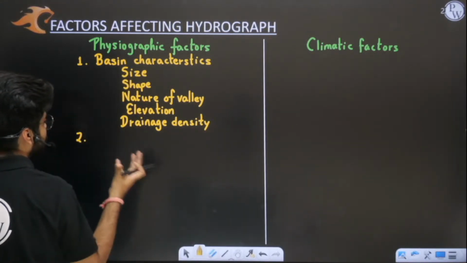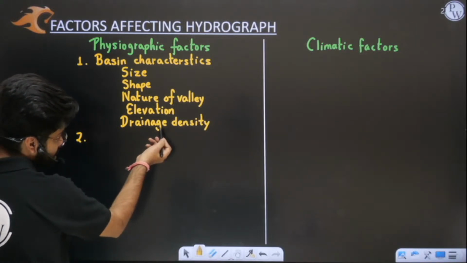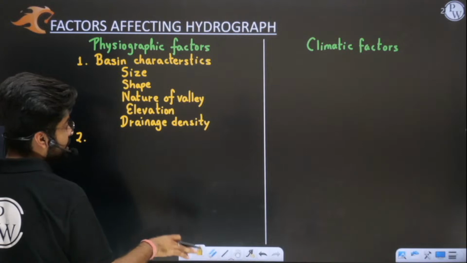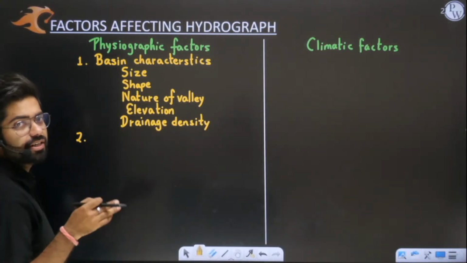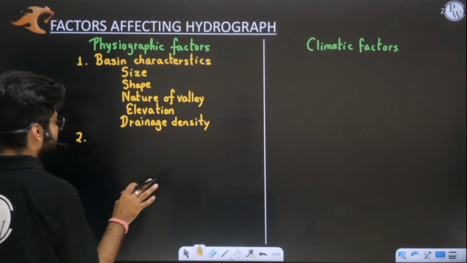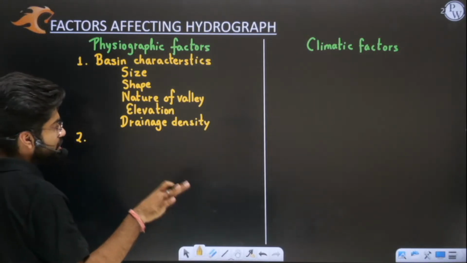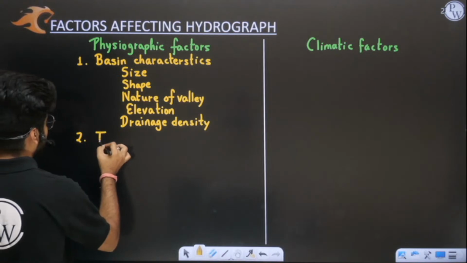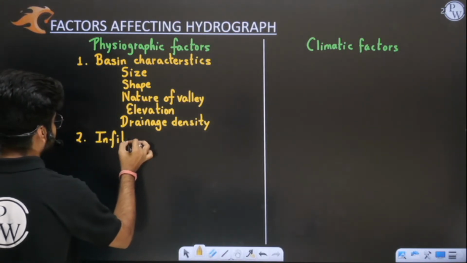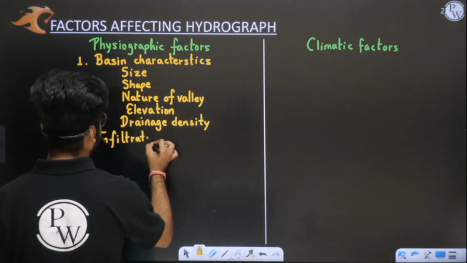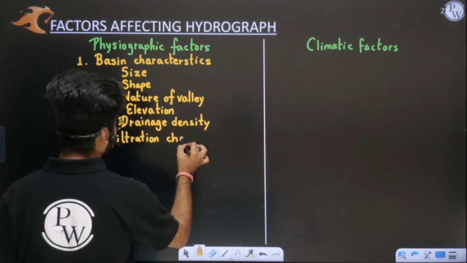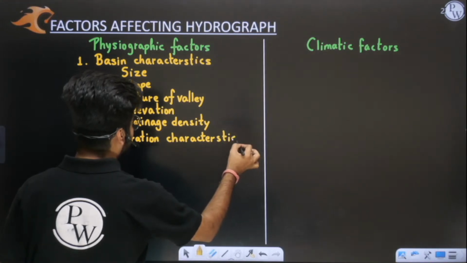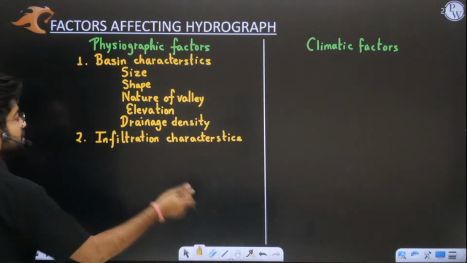Basin, how your basin is. If you have more drains, the flood hydrograph will rise sharply. If you have fewer drains, drainage density means more or fewer number of drains. If drainage is more dense, then obviously water will reach your outlet very quickly because the drain network is proper. Then after this, we have infiltration characteristics of your catchment.